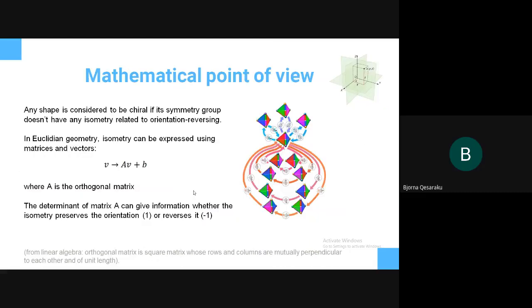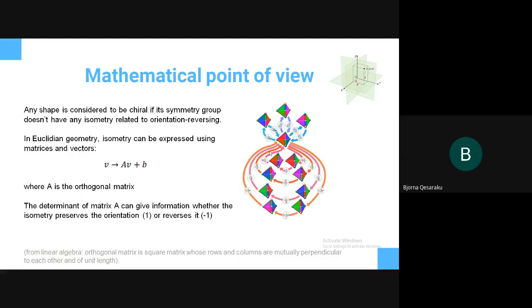Here I have introduced the mathematical point of view of chirality. Any shape is considered to be chiral if its symmetry group doesn't have any isometry related to orientation reversing. This is the symmetry group of an object. Here are presented all the transformations, and here we can also see some rotations and the transformations of the objects.